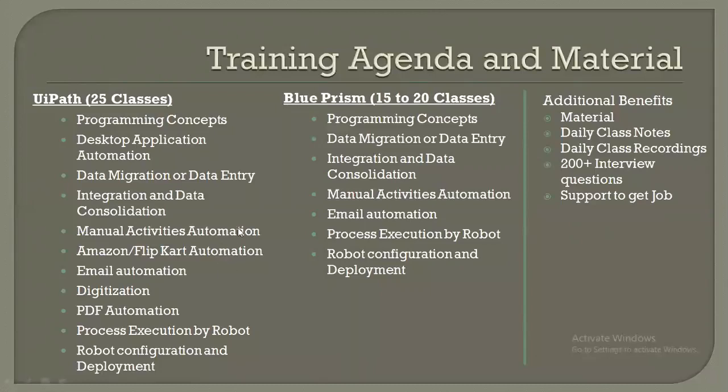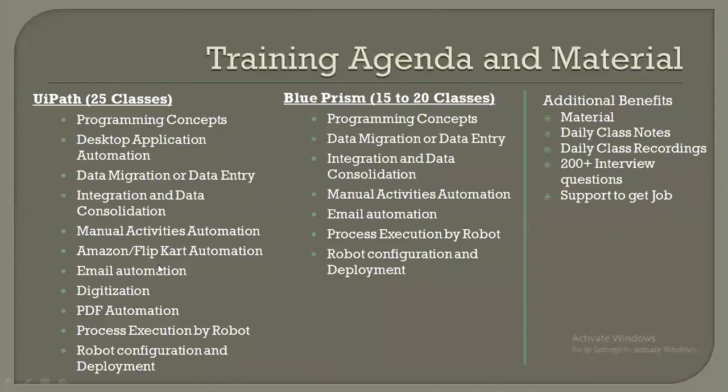I also covered a couple of manual activity automations, like how to interact with applications, prepare the data, and send it by email, or whatever activities you want to do. The next one is Amazon and Flipkart automation, which interacts with Amazon, gets the data, and sends an email automatically.